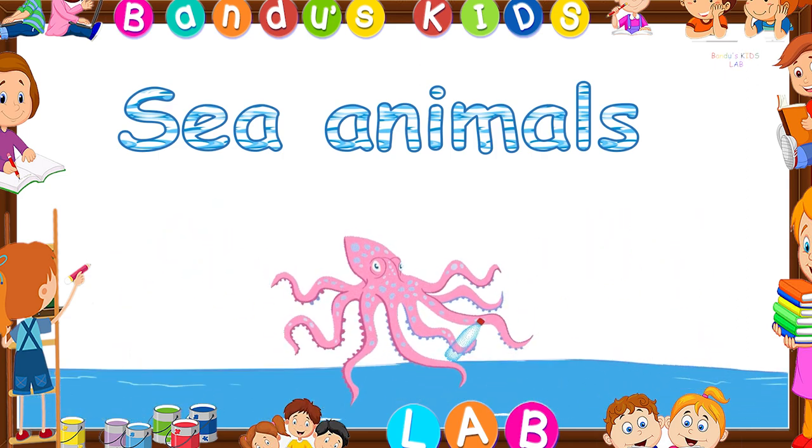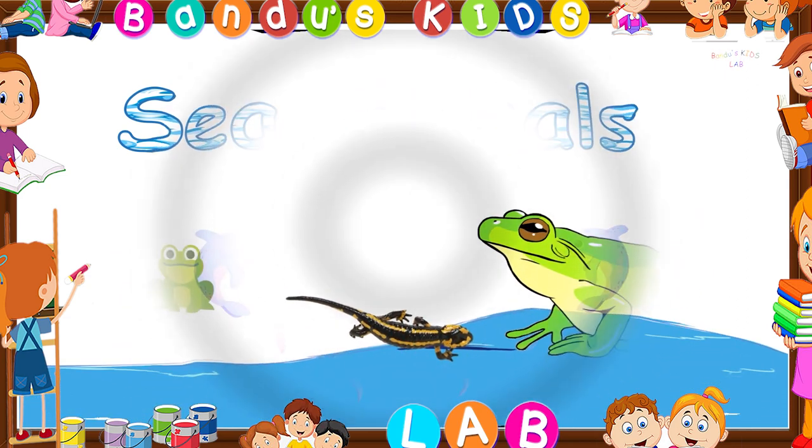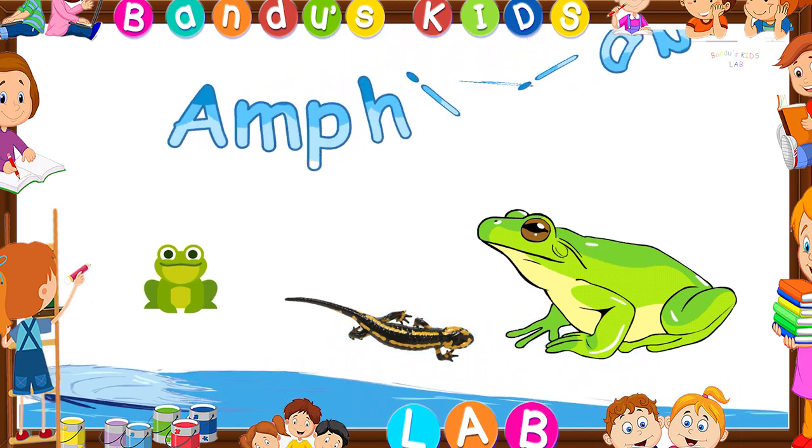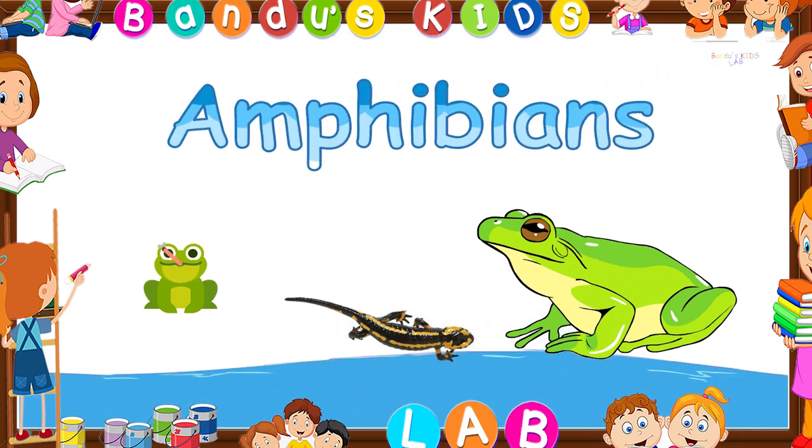Some animals live in both water and land, and they are called amphibians. Some examples of amphibians are frog, toad, salamander, etc. If you want to learn about amphibians, then please watch our another video. And in this video, we will learn only about those animals who live in the water or the sea.